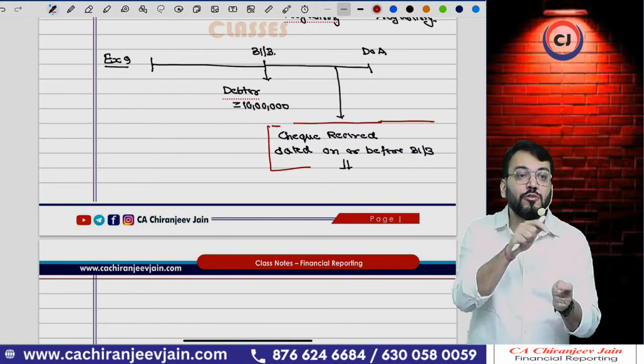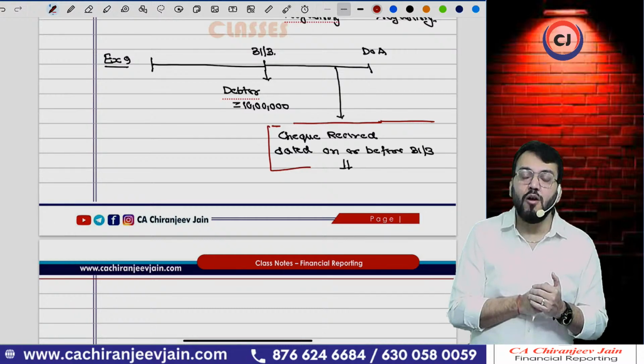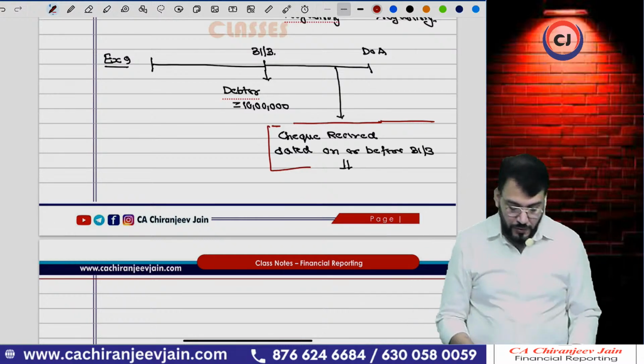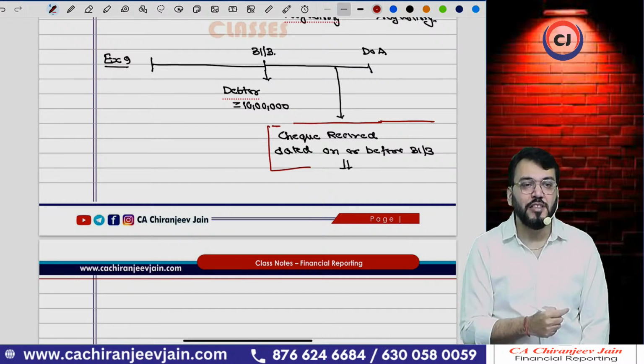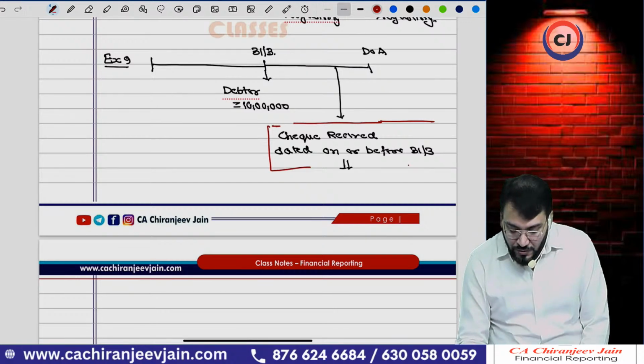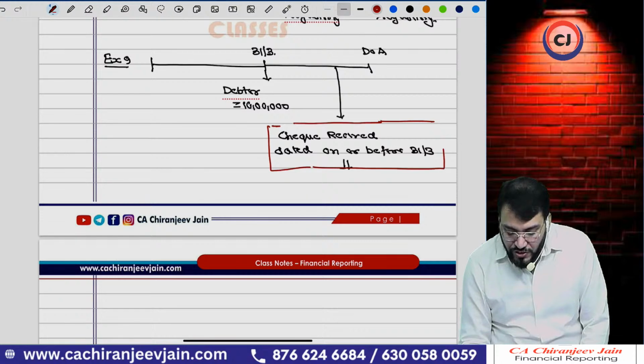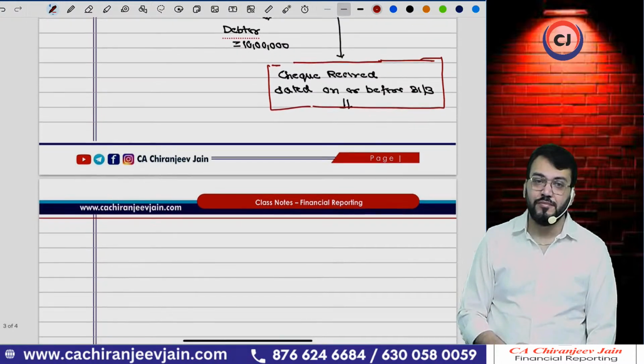But before reversing, you need to convince what? The management. How can you convince? Means you need to convince the examiner. Now you said it is what? You are saying it is a non-adjusting event, but you need to give the reason.